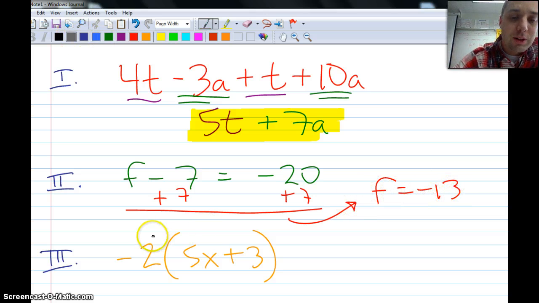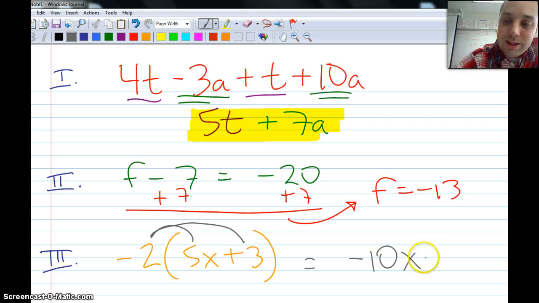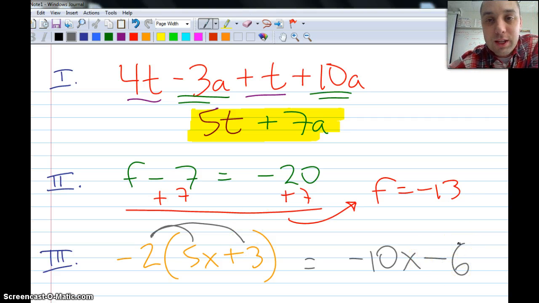And last but not least, when you distribute here, that's negative 10x. And then negative 2 times positive 3 is negative 6. Negative 10x minus 6, final answer. All right, so that's just a quick flyover of some algebra things. But that's the algebra portion.